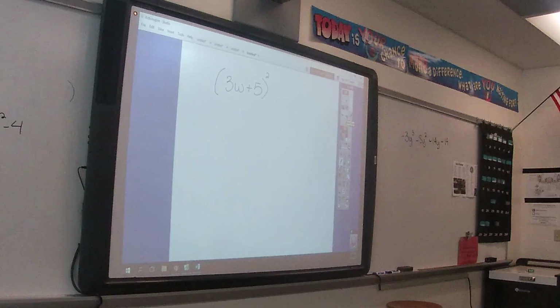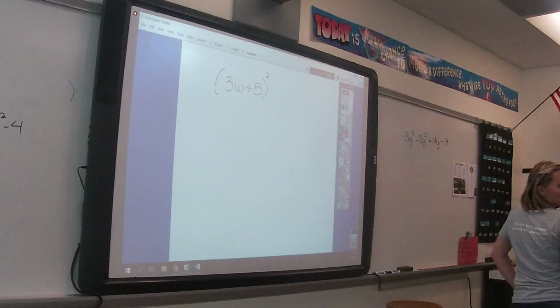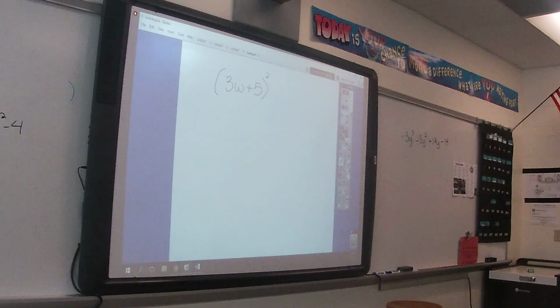Okay, so if we look at this one up here, 3w plus 5 squared. What do you think, Elijah? You got a thought here. You've got to distribute that 2 in there. That would be tempting. But you don't, because that is normally what we've done, right? You don't want to give that 2 to each piece inside, no.